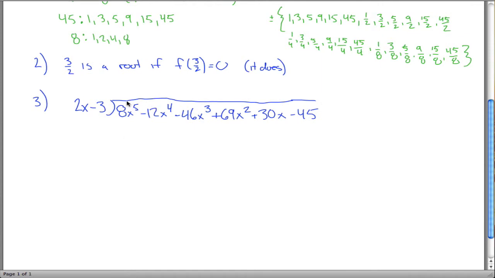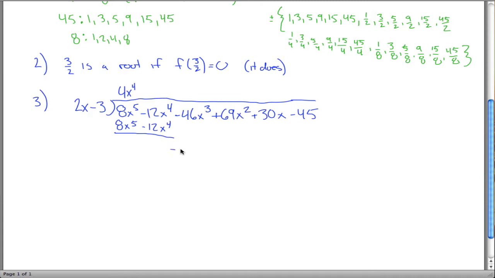All right, I want to get rid of 8x to the 5th. I'm going to put a 4x to the 4th up here because 4x to the 4th times 2x is 8x to the 5th. 4x to the 4th times negative 3 is negative 12x to the 4th. And then I subtract: 8x to the 5th minus 8x to the 5th, nothing. Negative 12x to the 4th minus negative 12x to the 4th is the same as negative 12x to the 4th plus 12x to the 4th, which is also nothing in this case.